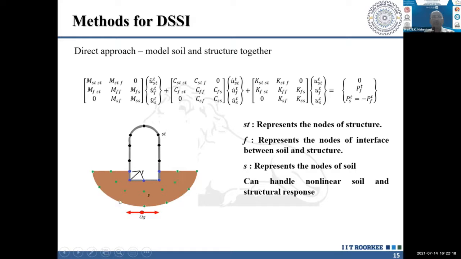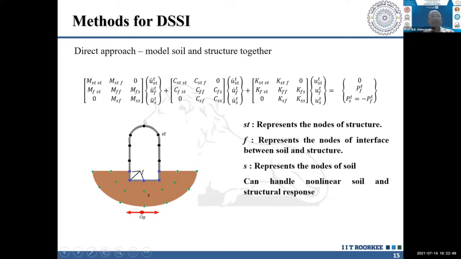That means you need to truncate the soil at some fixed boundary, because strictly speaking you would need to consider the infinite domain of the soil, which is not possible. So now the issue in these methods is where to put this fixed boundary, where we can assume that the soil is truncated. This is a big issue, and we are going to discuss it in detail.